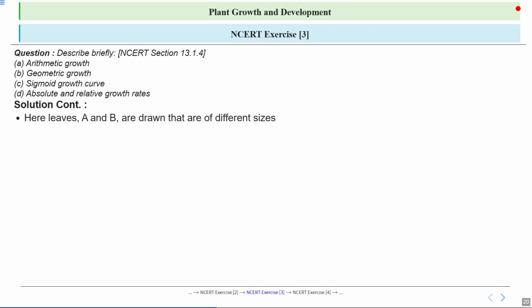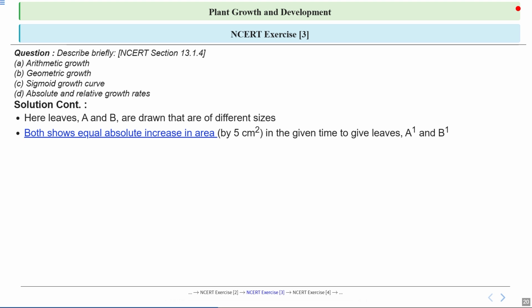So here we are visualizing two leaves A and B, which are different in size. This helps us to compare how growth can look different depending on the starting size of the organ, even if the increase is the same. Both leaves A and B show the same absolute increase in area, which is 5 square centimeters. So if you just look at the total area added, both leaves grow by the same amount regardless of their starting size. However, when we look at relative growth rate, one leaf shows a much higher value. This is because relative growth rate compares the increase to the original size, not just the amount added.